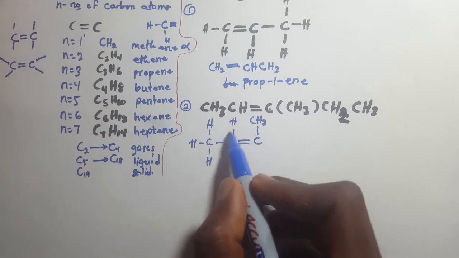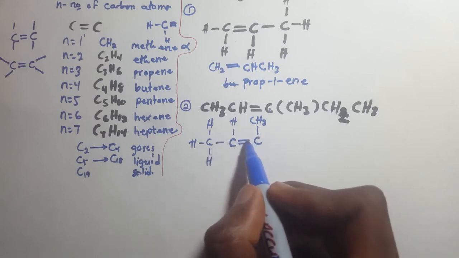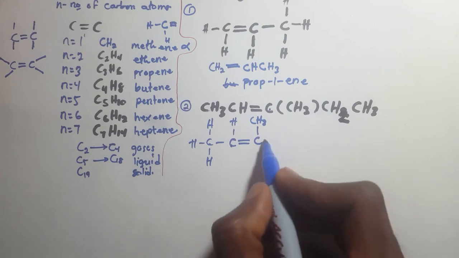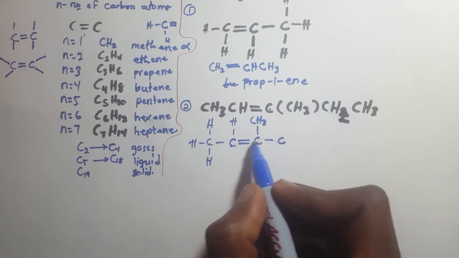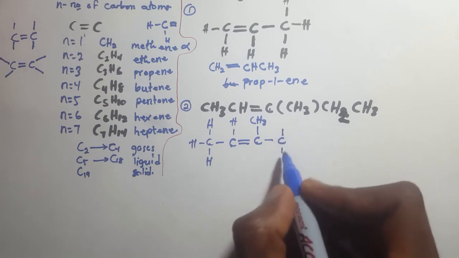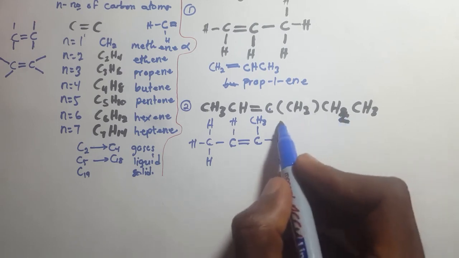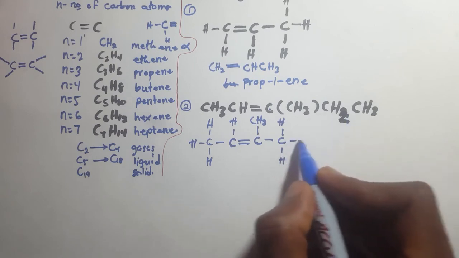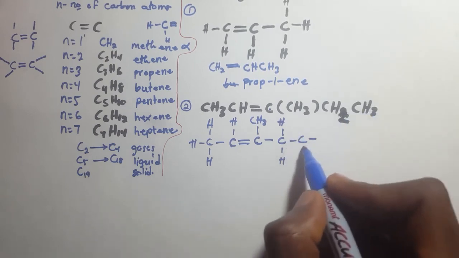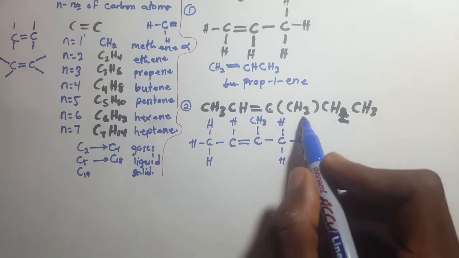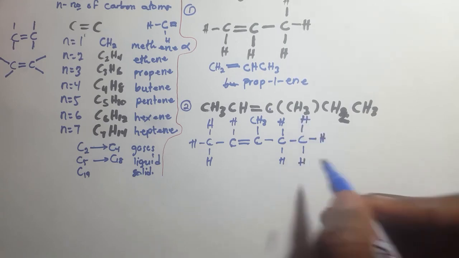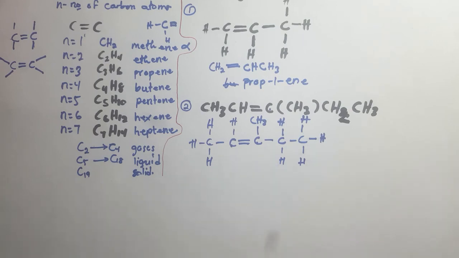So you realize that this C has 1, 2, 3, 4. This C also has 1, 2, 3. So this C now comes in. So this C has 1, 2, 3, 4. Then it has 1 H here, another H here. Then the last C with 1, 2, 3. So H, H, H. So now we can name.